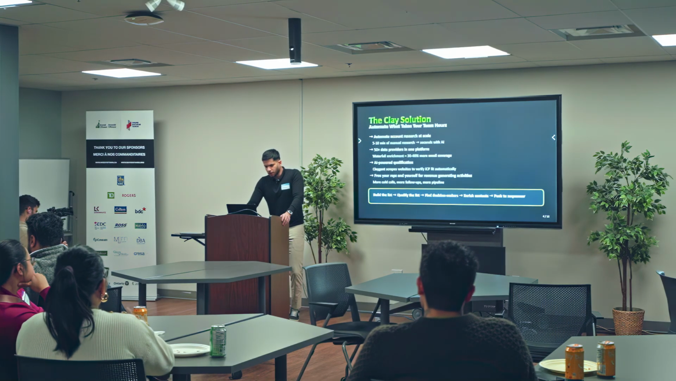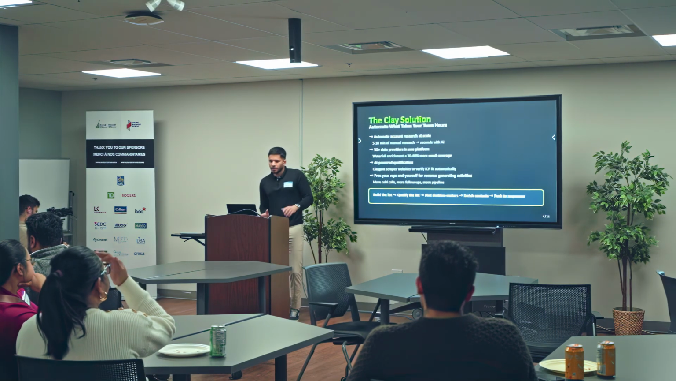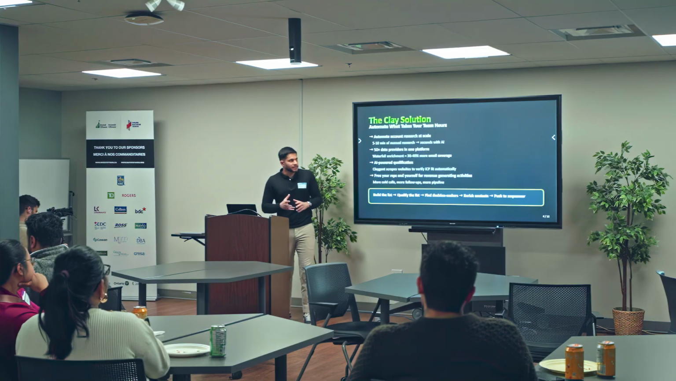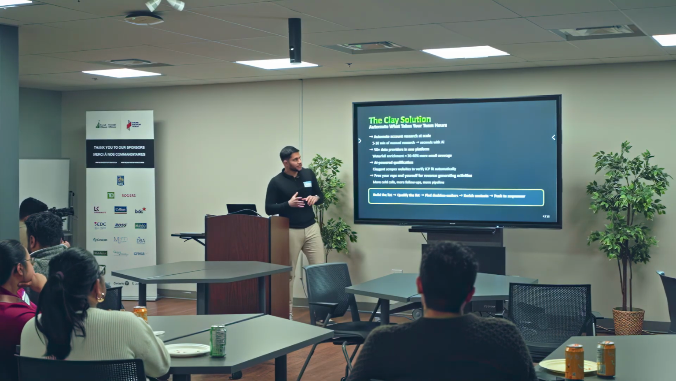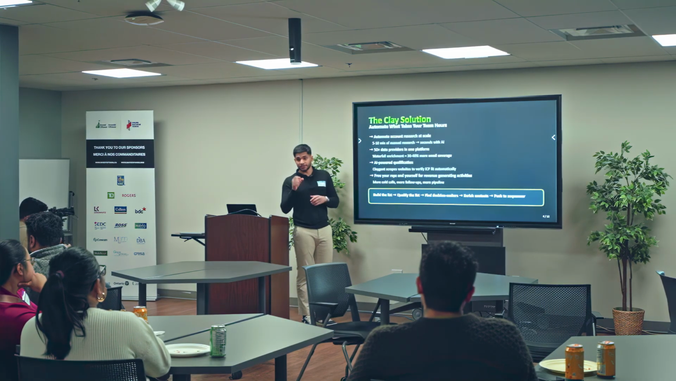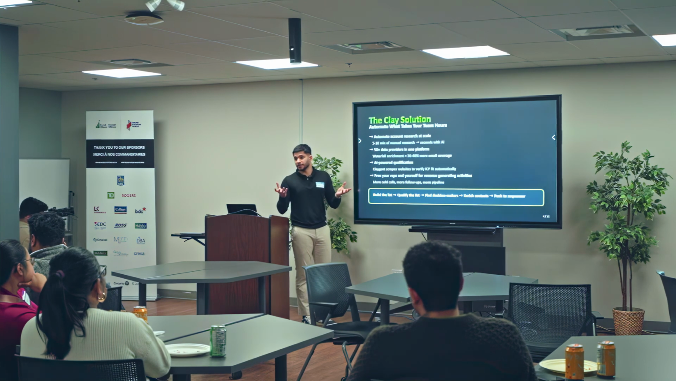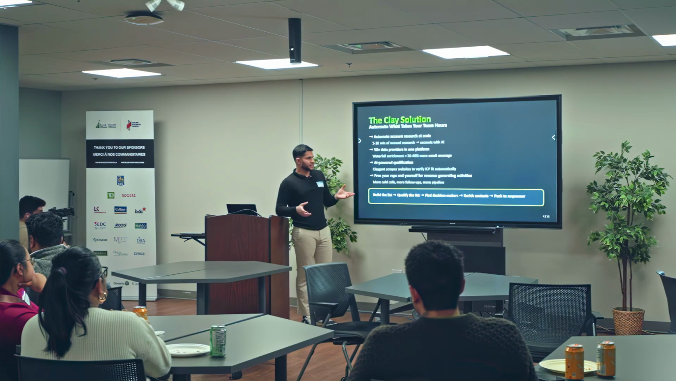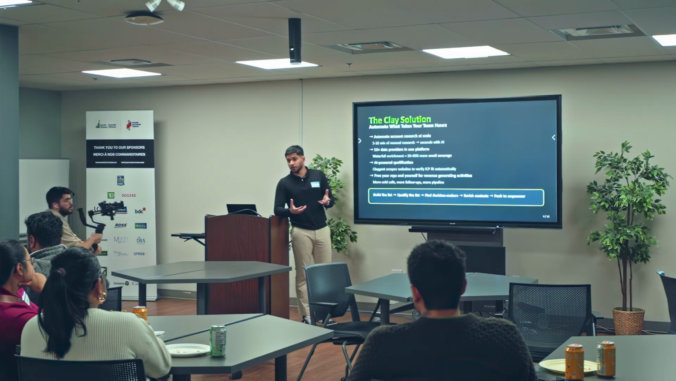So going into the Clay solution, the 5 to 10 minutes of manual research it takes to build a list of, let's say, 500 accounts that you want to go after, you can run 10,000 rows in 15 minutes and figure out whether or not it's the right company that you want to reach out to. And the way we do that is Claygent. I'll get more into that. And another thing that Clay helps you with is finding someone's work email.